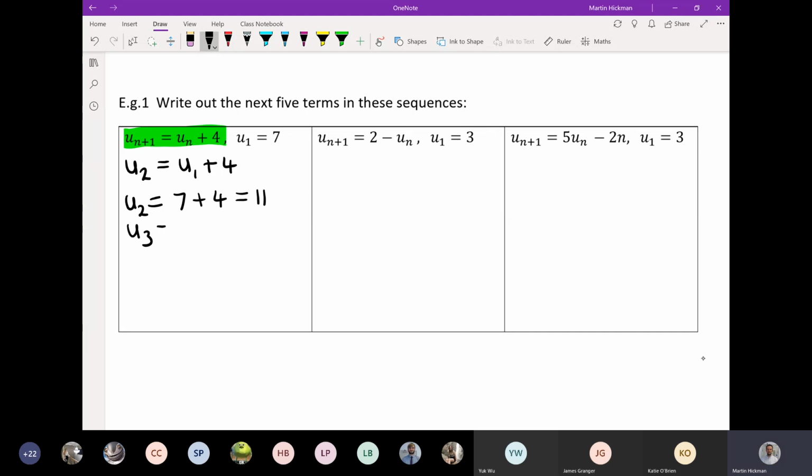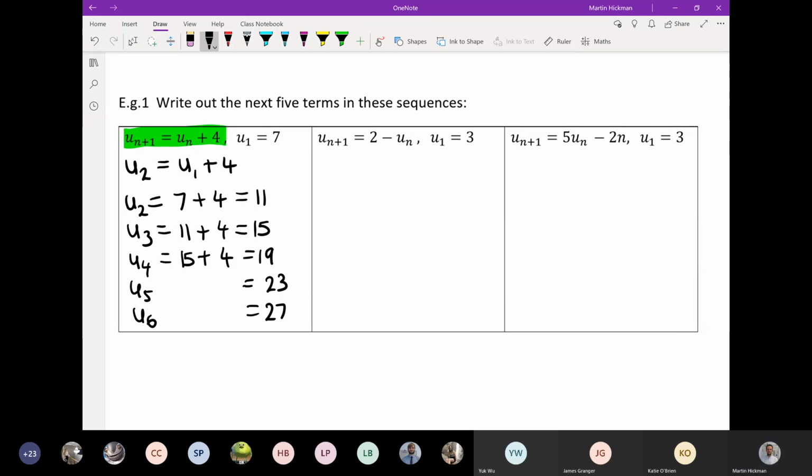To find u3, you now do u2 plus 4. So you take your previous answer, which was 11, you add 4 to it, and you get 15. Your fourth term, you take your previous term, which was 15, you add 4 to it, you get 19. And we can probably see at this point that this is just an arithmetic progression because I'm just adding 4 each time. I've got a common difference of 4.